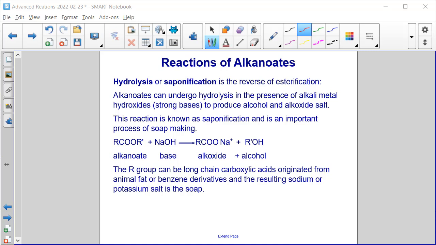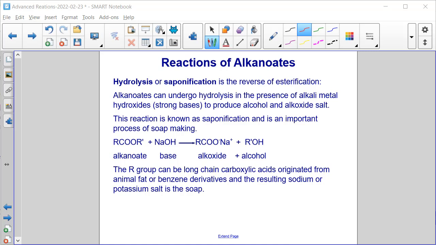All right, let's finally talk about reactions that happen involving those alkanoates. We talked in the previous few slides about the formation of alkanoates. The reverse of that esterification process is hydrolysis or saponification. Alkanoates undergo hydrolysis in the presence of alkali metal hydroxides or strong bases.